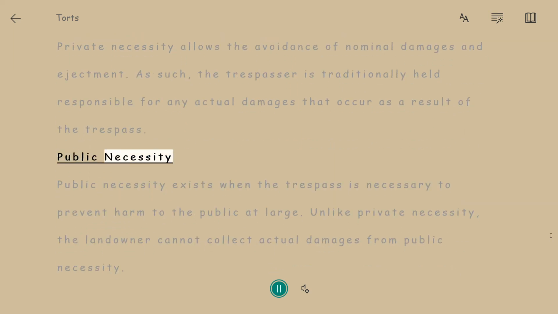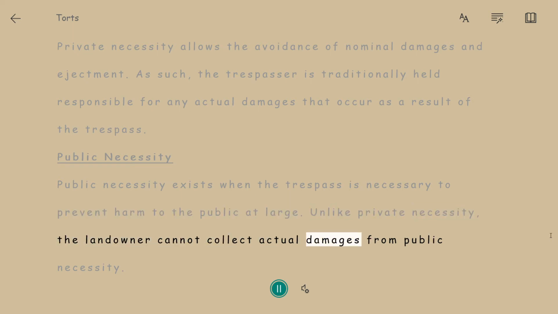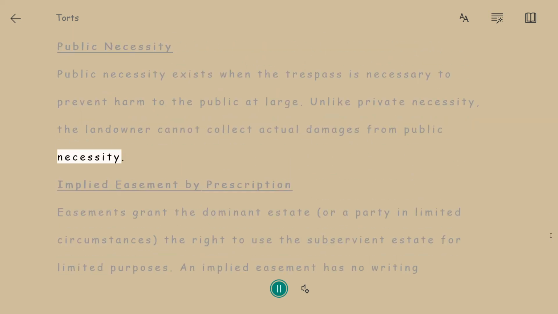Public necessity. Public necessity exists when the trespass is necessary to prevent harm to the public at large. Unlike private necessity, the landowner cannot collect actual damages from public necessity.